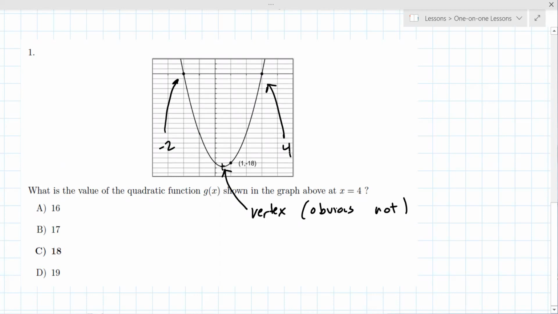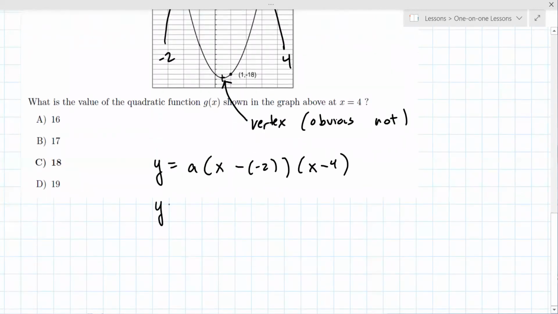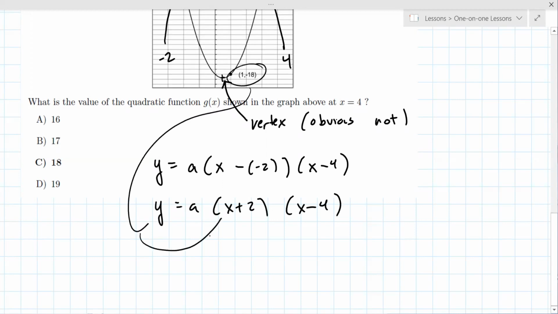Oh, so you have to do like the y equals a, whatever that equation is? Yep. It's x minus the 0, so it's x minus a -2, and then x minus 4. And then use this point here. So y equals a, x plus 2, x minus 4. Okay, so why don't you try solving from here? Put this point in for x and y, and get the value of a, and then move through. And then we can do one where it's in vertex form. Sure.